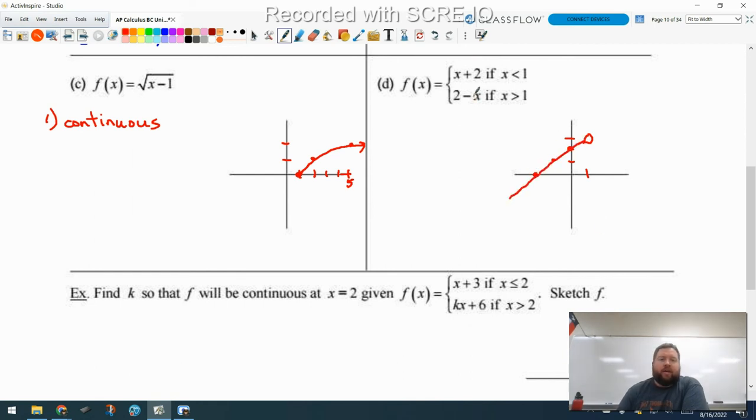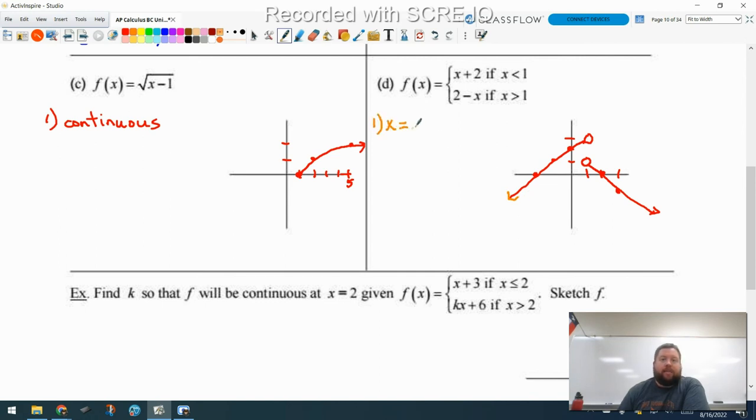Now I'm plugging 1 down here. 2 minus 1 is 1. So (1, 1) is also an open circle because it's not equal to. Then we're greater than 1, so we're going to the right, and the slope is negative 1. So I'm going to go down 1, right 1, down 1, right 1, like that. All right, so this definitely has a discontinuity. It's a jump.